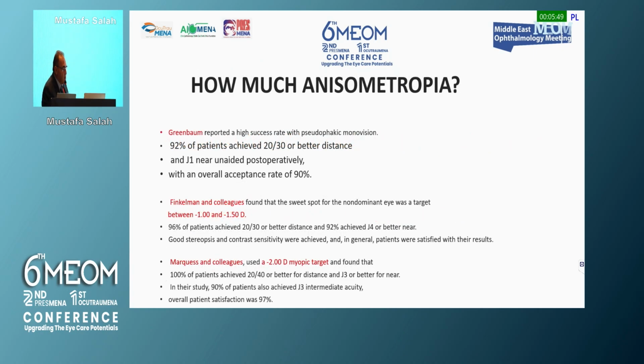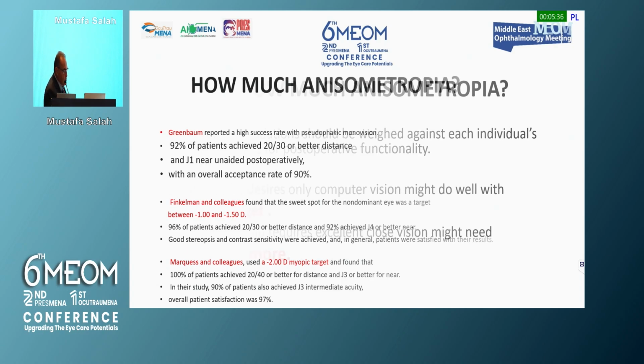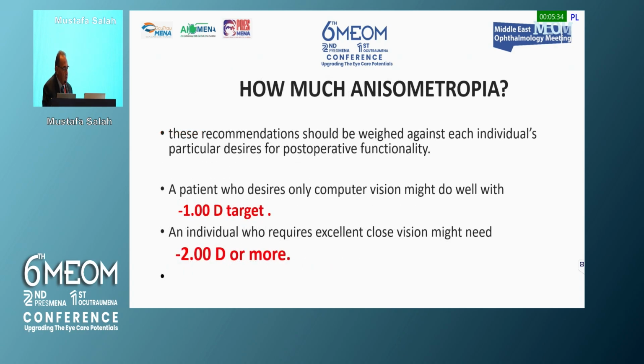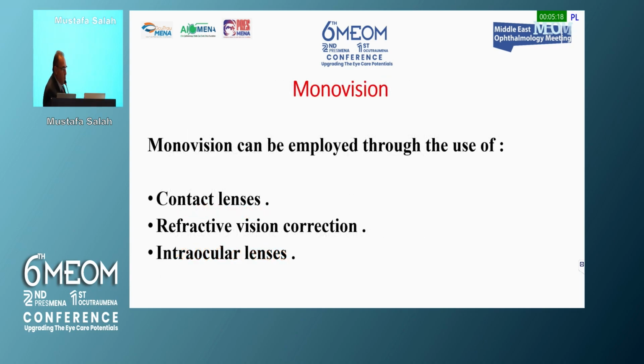So how much anisometropia? This is a debate. A lot of studies have been discussing this. The standard is up to -2 diopters, and there are different types in the range of anisometropia. If a patient desires to use only computer or intermediate vision, it's better for the anisometropia to be around -1 diopter. If an individual requires excellent close vision for reading, it's better to be -2.